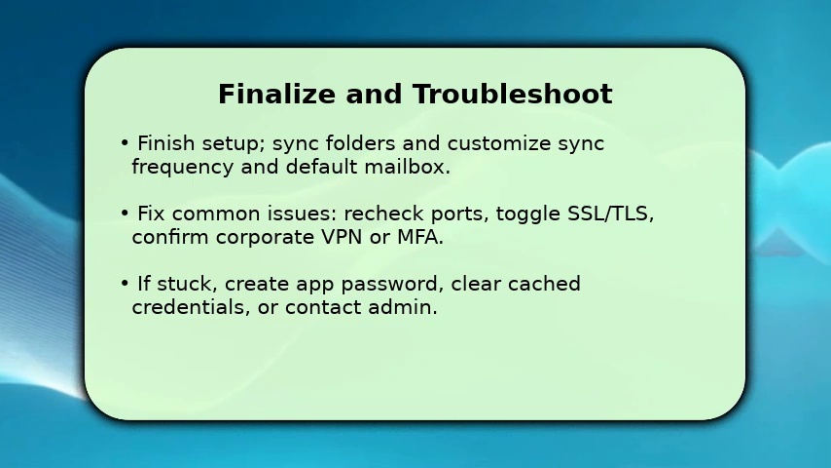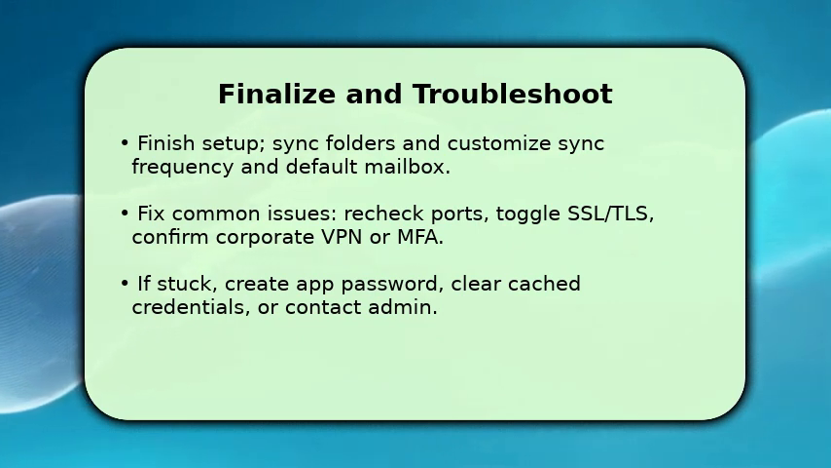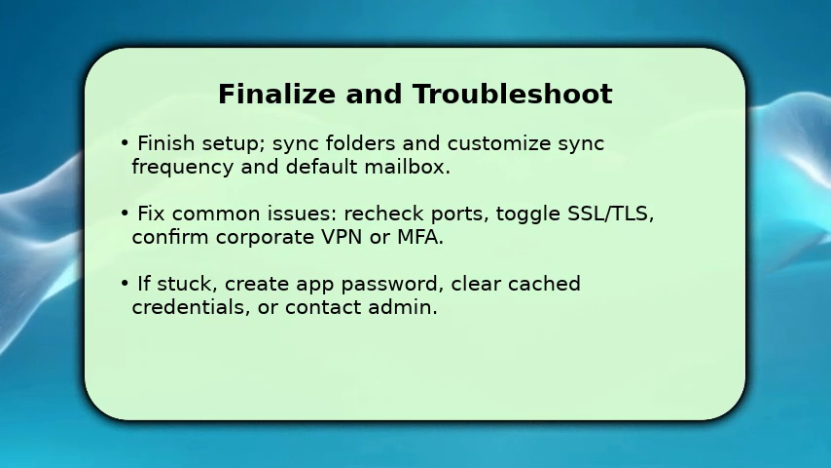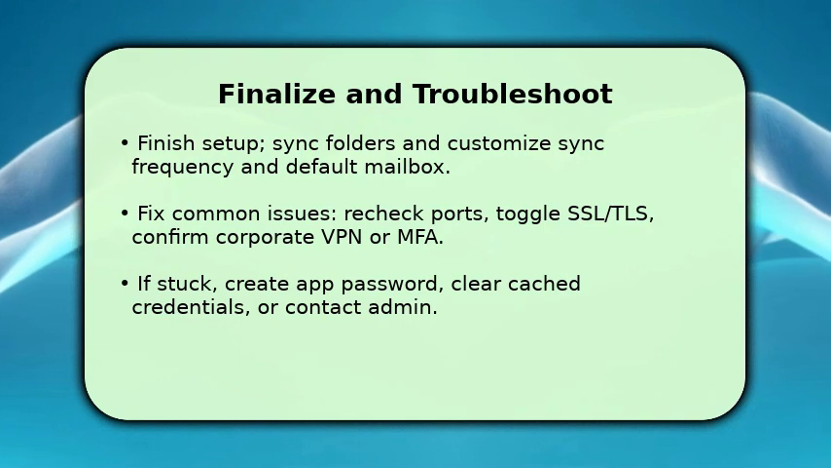If something fails, verify ports and SSL/TLS choices, toggle them and retest. Corporate accounts often need VPN or multi-factor authentication, so enable that or create an app-specific password. Clearing cached credentials in Windows Credential Manager and restarting Outlook often resolves stale logins. If problems persist, contact your email admin with the exact error message.